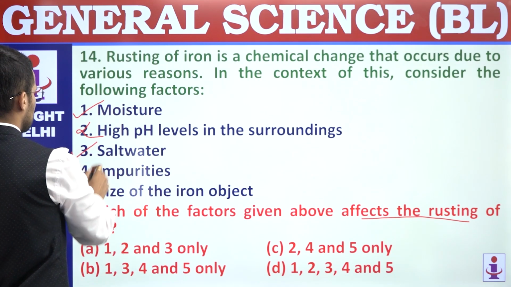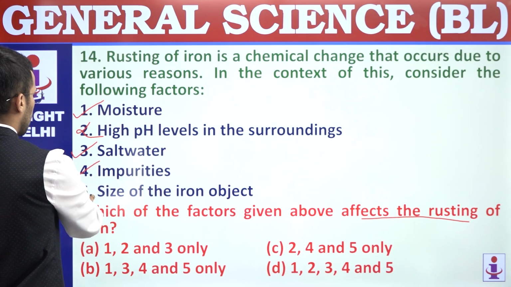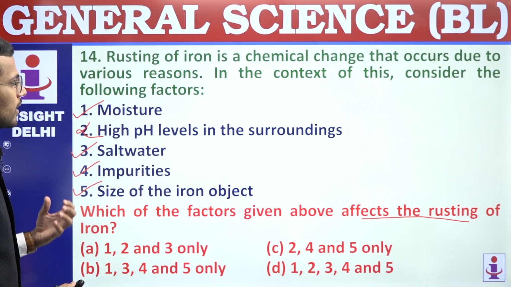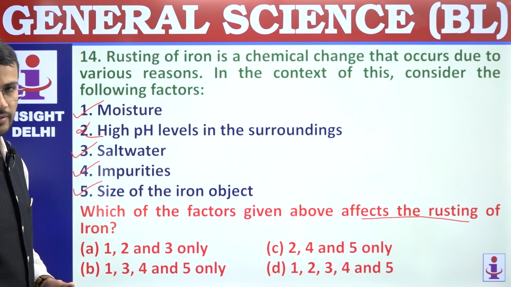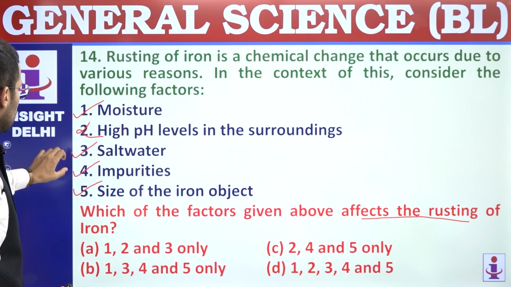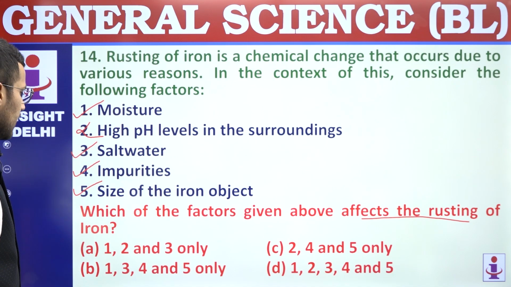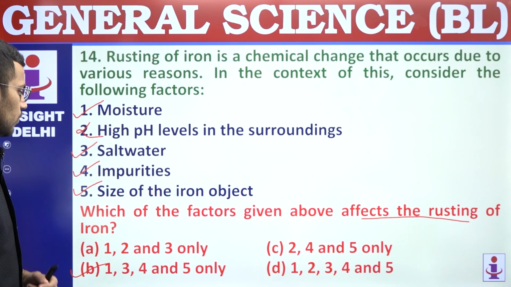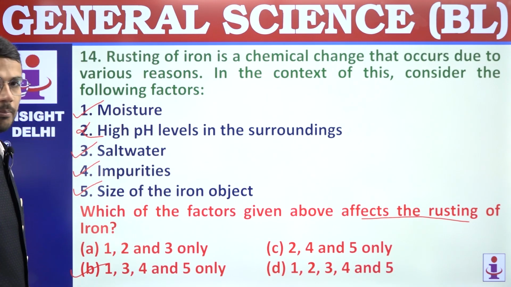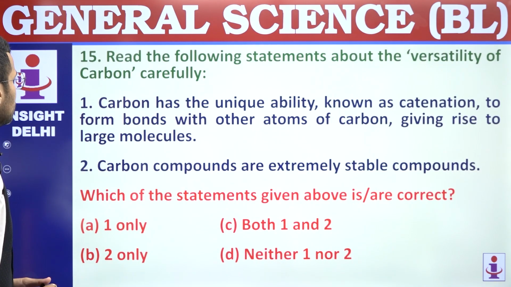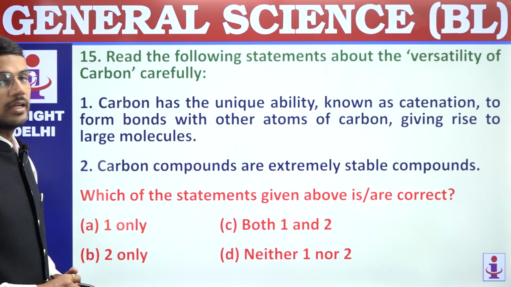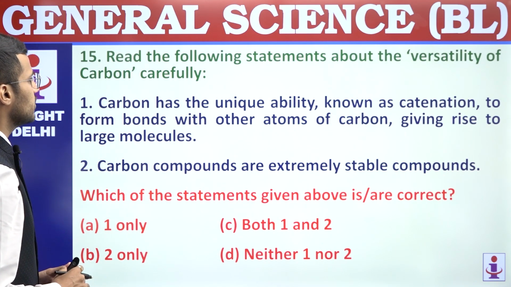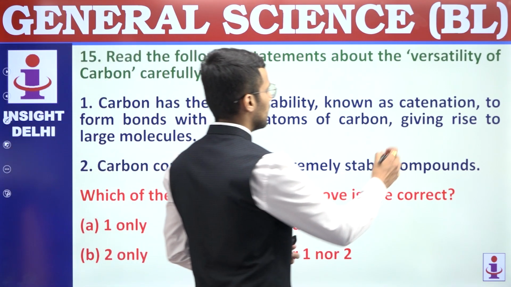Then salt water, yes, salt water, impurities and size of the iron object all have their impact on the rusting of iron, right? So the first, third, fourth and fifth statements are correct. They have their effect on the rusting of iron, and that's why the correct answer should be B, 1, 3, 4 and 5 only. Question number 14, answer is B. Next, 15th. Read the following statements about the versatility of carbon carefully. First, carbon has the unique ability known as catenation.